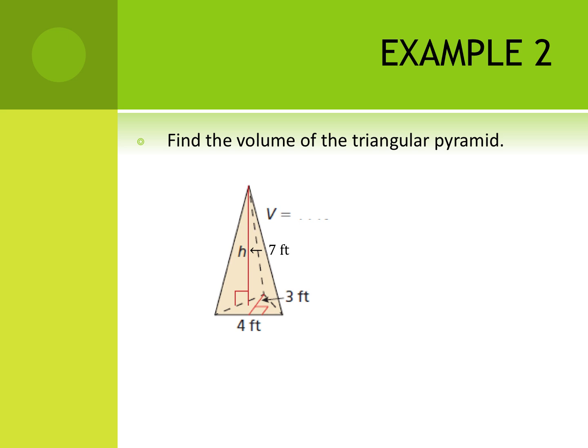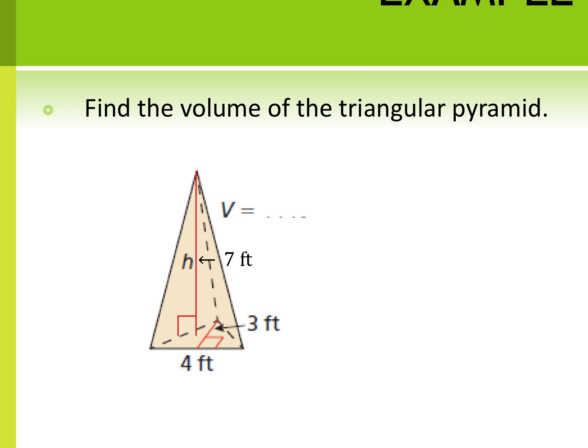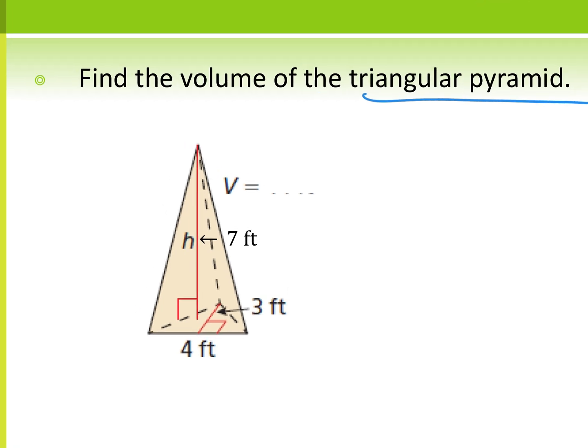All right. So we're working on this next one, guys, and we need to find the volume of the triangular pyramid. So what is the shape of the base? A triangle, okay? So we're using the same formula. Volume equals 1/3 capital B times H. Do we know the height? What's the height of the pyramid? 7. So this is 7 feet.